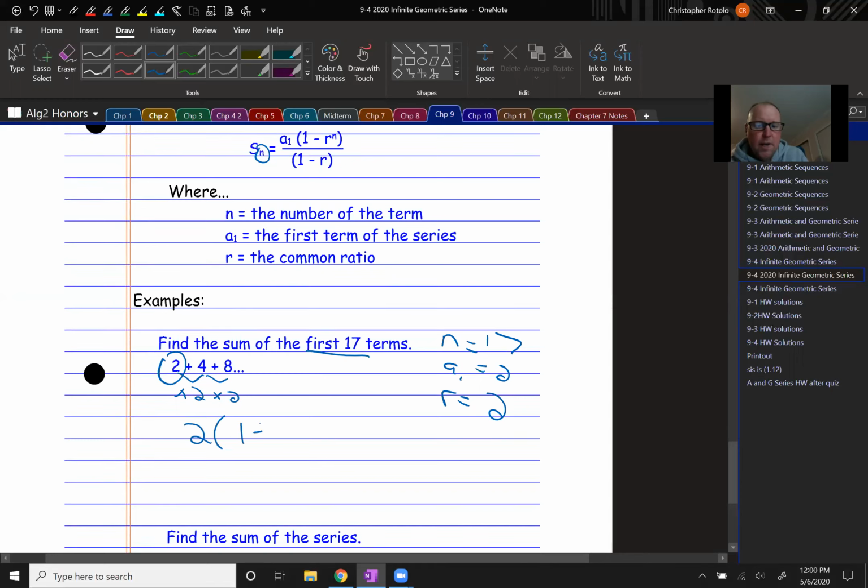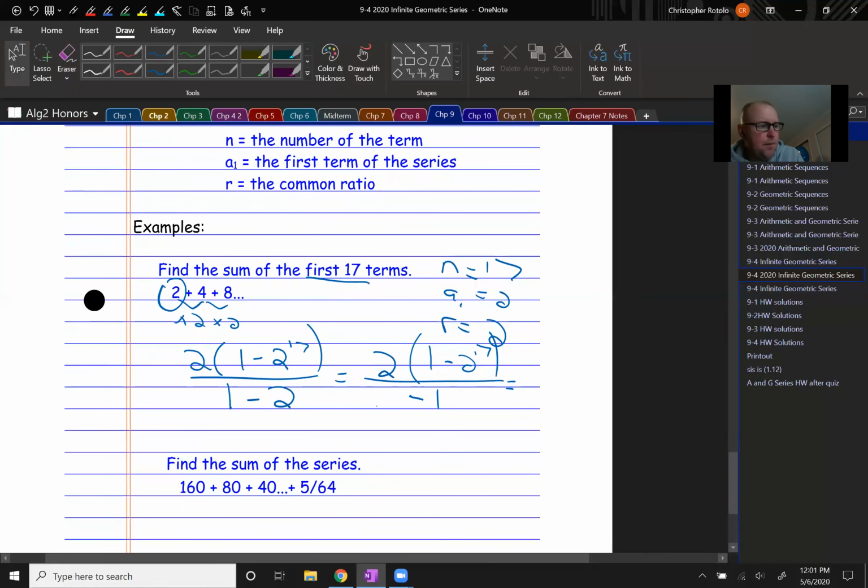We have 1 minus r, where r is 2, and we want that to the 17th power. It's over top of 1 minus r, where r is 2 again. So I have 2, and here we're going to do 1 minus whatever 2 to the 17th power is. Then take it times 2, and we're going to change that back into divided by a negative. All right, so calculator work from here. So final answer, 262,142.